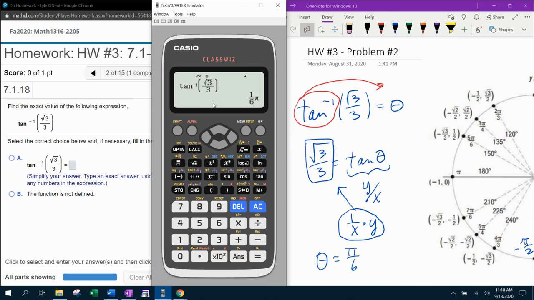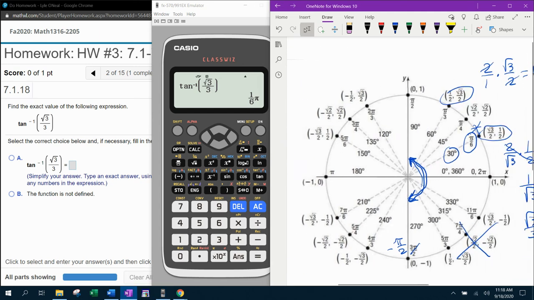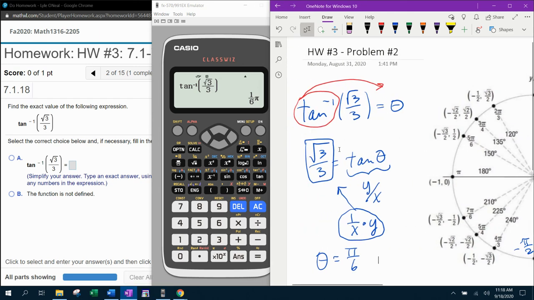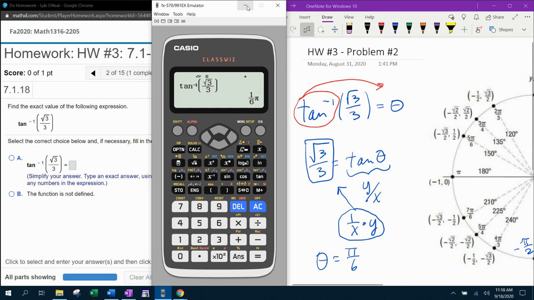Now, if some of you are thinking, well, why don't I just use the calculator? Why do I need to understand this manual technique? It's because, well, you may not always have a calculator. And if you know how to produce the unit circle, and you know how to read the unit circle and do inverse trig functions, you can get your answer even if you don't have technology.